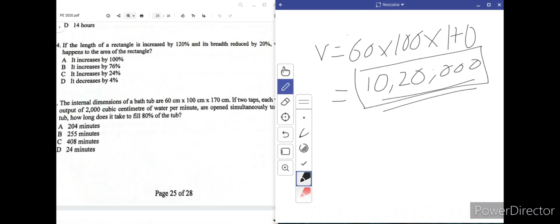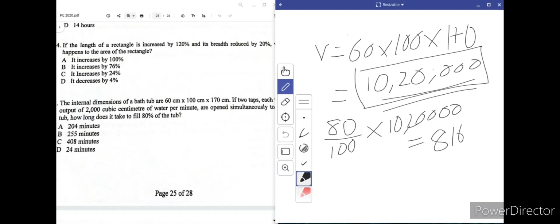Now we need to find the 80% of that. So 80% of 10 lakhs and 20,000 equals 8 lakhs and 16,000. So we need to find how much time it will take for the tub to contain 8 lakhs and 16,000 cubic centimeter of water.